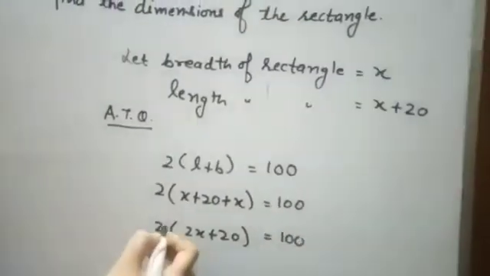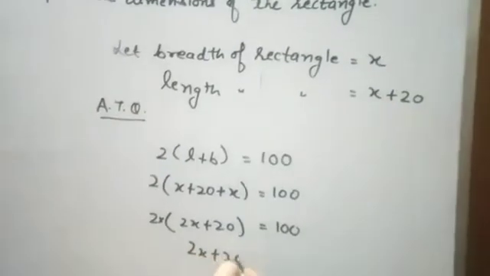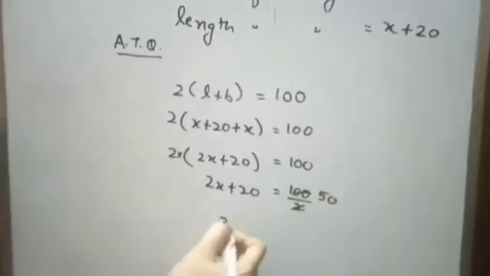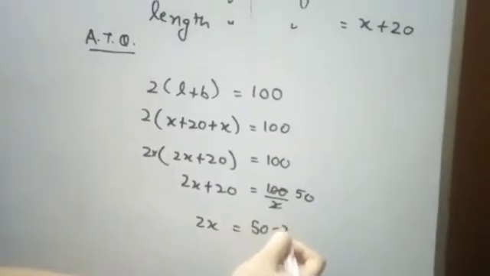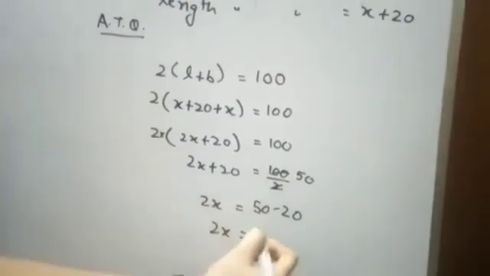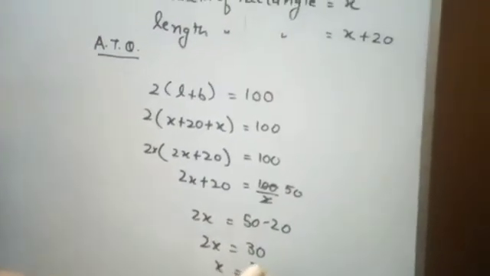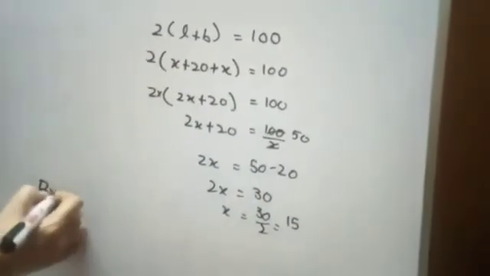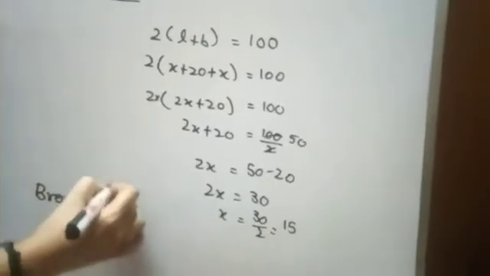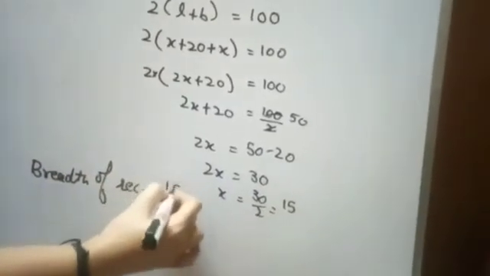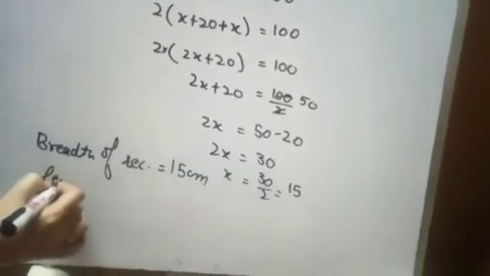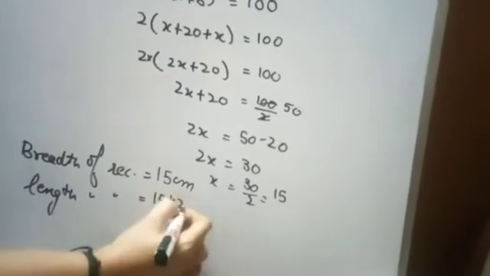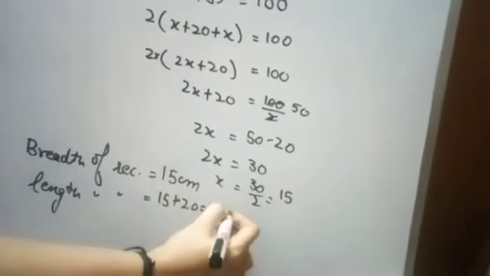Now 2 being multiplied here gets divided over there. 2x plus 20 is equal to 100 by 2, that is 50. Now 2x is equal to 50 minus 20. 2x is equal to 30 and x is equal to 30 by 2, that is equal to 15. We have found the breadth. Breadth of the rectangle is 15 centimeter and the length is x plus 20, and the value of x we have found. x is 15, plus 20 is equal to 35 centimeter.